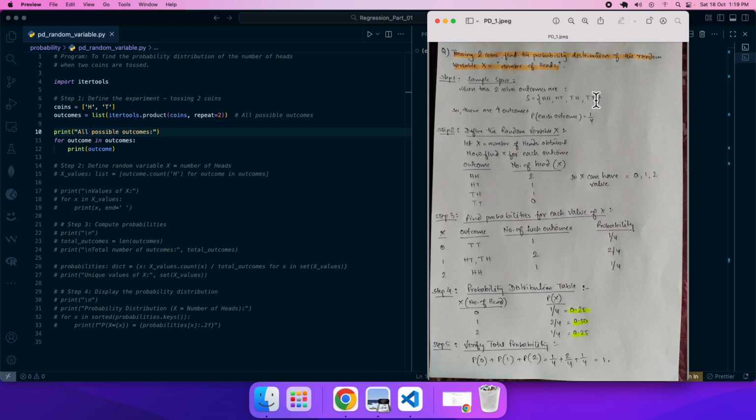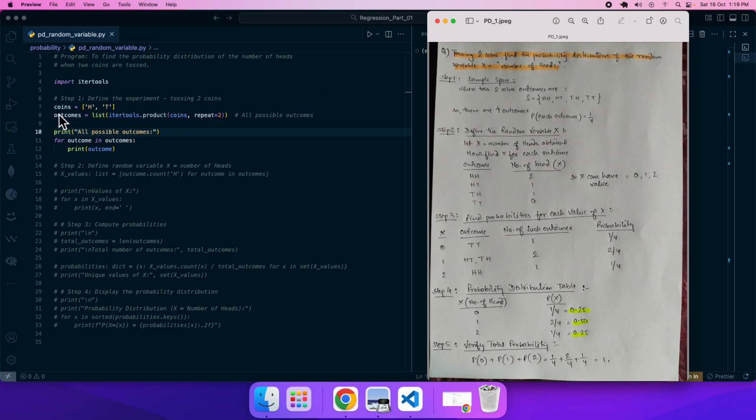When we toss two coins, the favorable outcomes can be the following: head head, where each coin is generating one head; head tail, tail head, or tail tail. So the total number of favorable outcomes would be 4. How do I do this in Python?